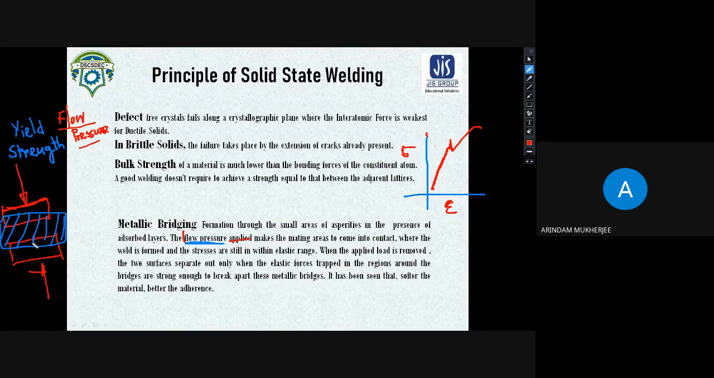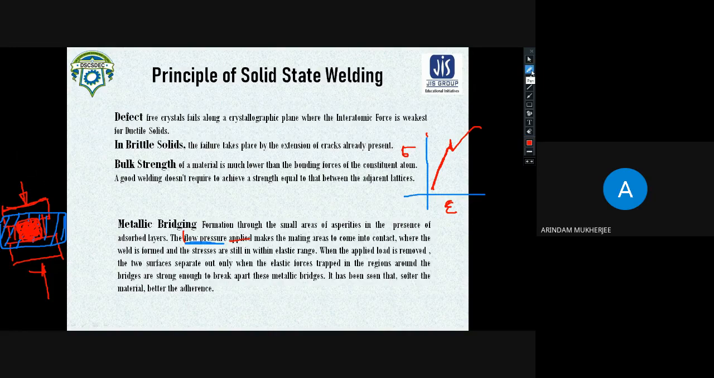So these areas are coming into contact. Now, what will be the area of contact? Suppose this is your area of contact. How can you calculate this area of contact? This area of contact can be calculated very easily.